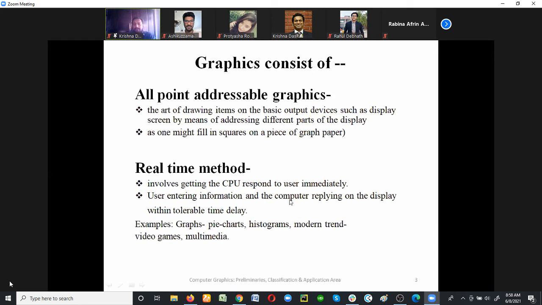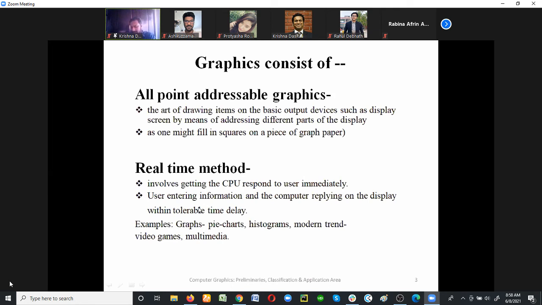And the user enters the information, and the computer replies on the display within a tolerable time. That's why it says tolerable, right? If it is taking a long time, then it will not work. The same happens in your game: when you are going to play a video game, it has to react instantly, otherwise you cannot play.